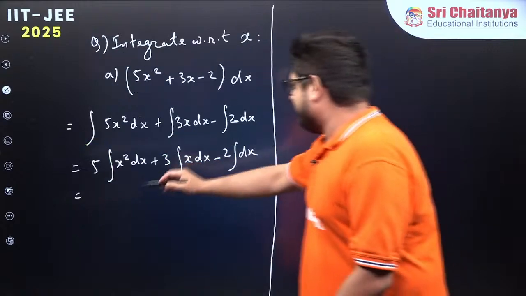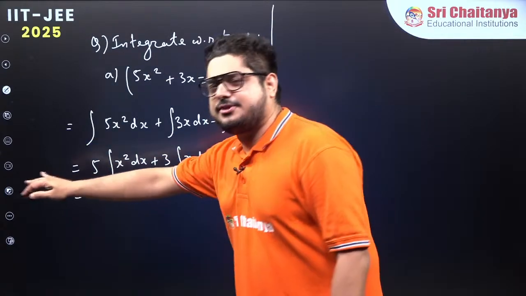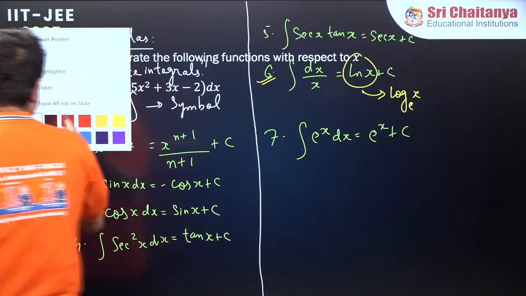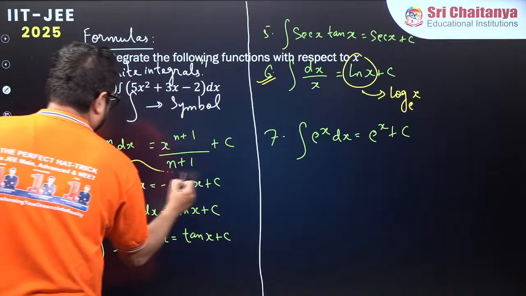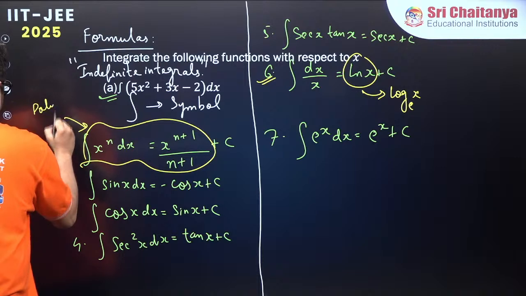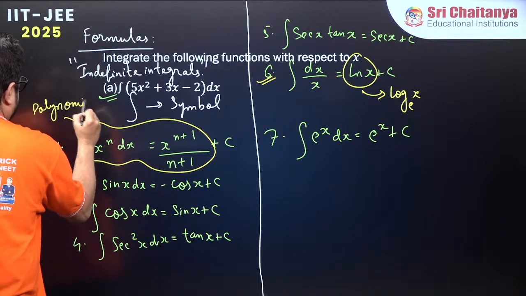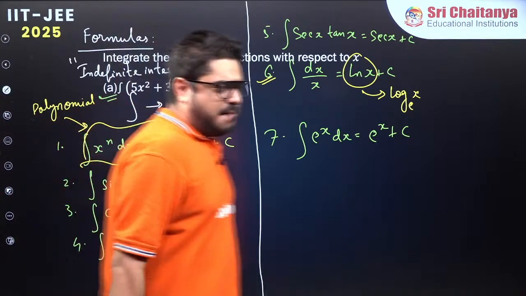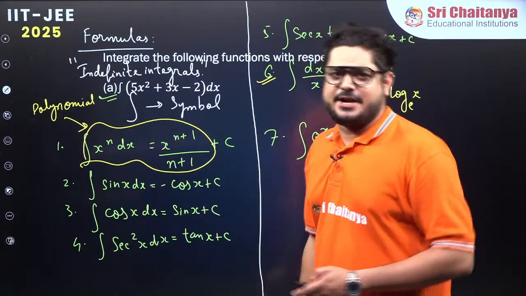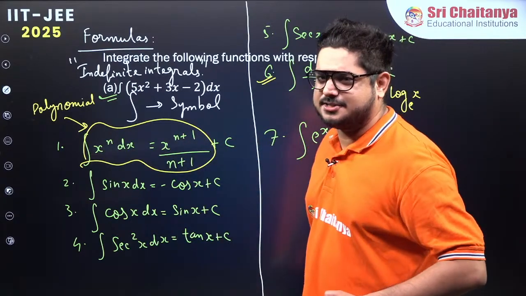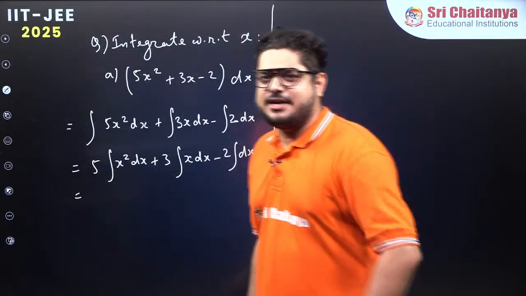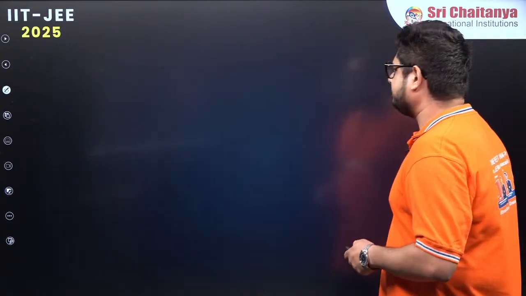Over here, you can see that all three functions are polynomial functions. And we know that a polynomial of any arbitrary degree can be integrated using this equation: the integration of x to the power n dx is x to the power n plus 1 by n plus 1. So let's try to do this over here.